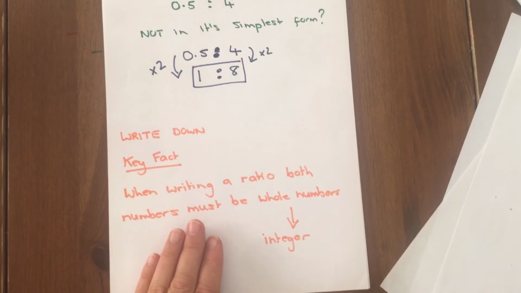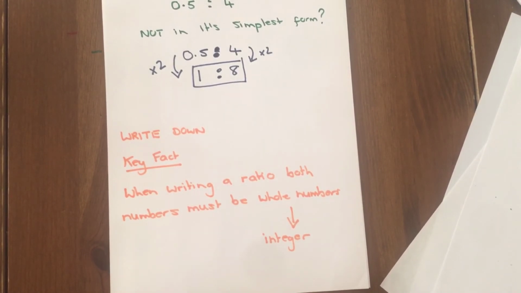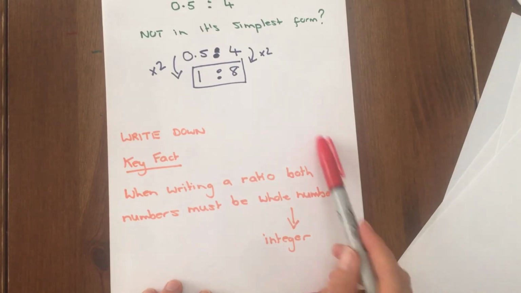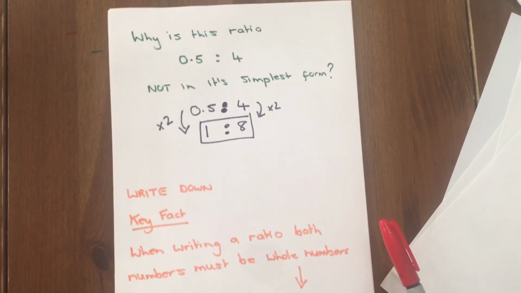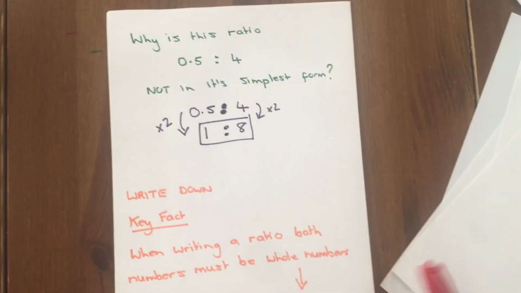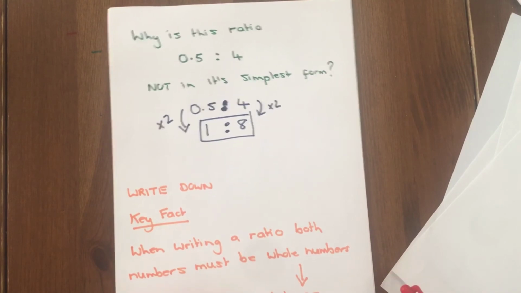So this is your key fact. When writing a ratio, both numbers must be whole numbers, i.e. another word for whole numbers is integer. So pause the video and write this down and show this example here, please.